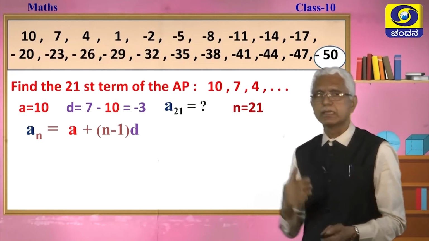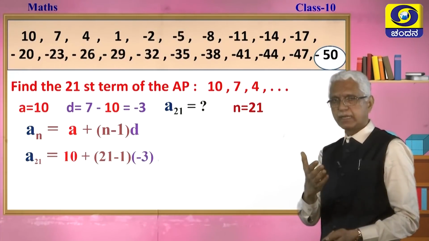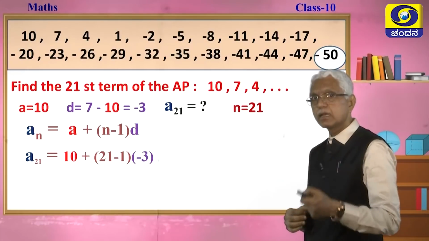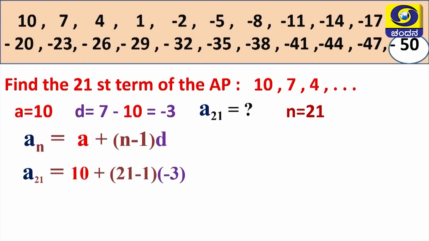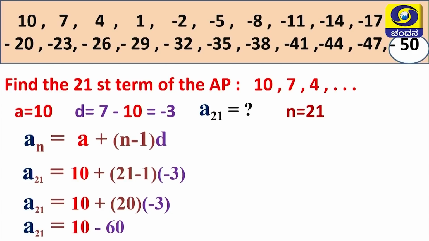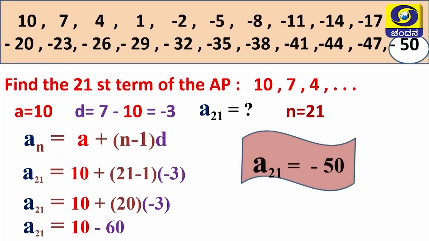So, n is 21. Substitute in the formula: A21 is equal to a, which is 10, plus, in place of n I have to put 21, (21 minus 1) into d. Please watch, d is negative here, minus 3. That is 10 plus (21 minus 1) is 20, into minus 3. Here children usually go wrong. It is 20 into minus 3, correct? So, plus into minus is minus. That is 10 plus 20 into minus 3 is minus 60. So, the 21st term of the given AP is minus 50.